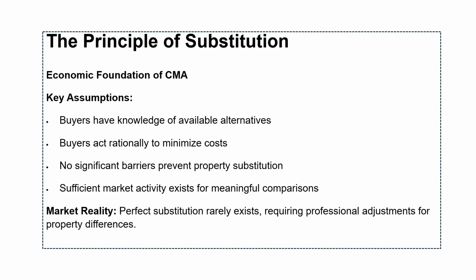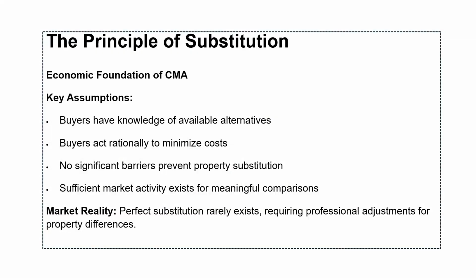And then, sufficient market activity exists for meaningful comparison. There are transactions taking place in that area, and these properties are being transacted, and that is how we can make a comparable. So these are some assumptions which we are making regarding the property market when we are using this method. Perfect substitution rarely exists, requiring professional adjustment for property differences, and there the property valuer comes into the picture.